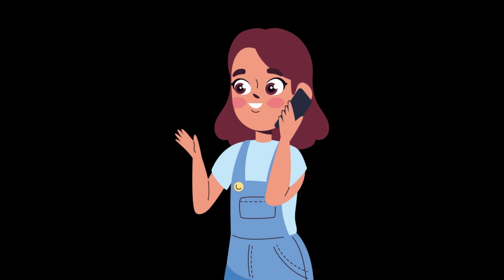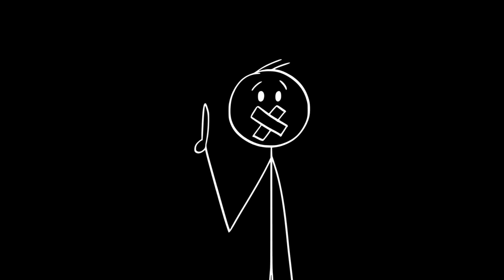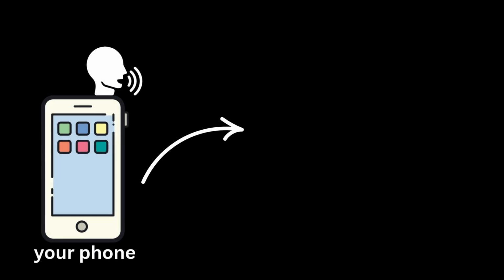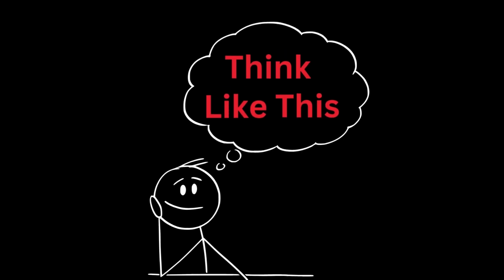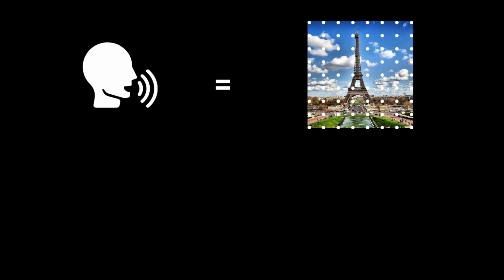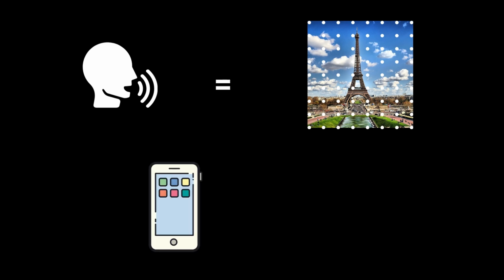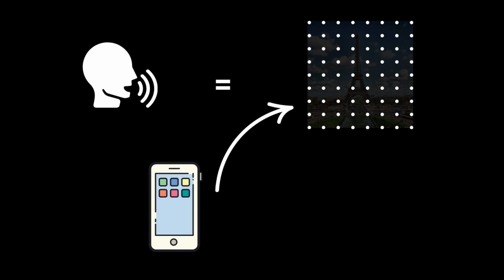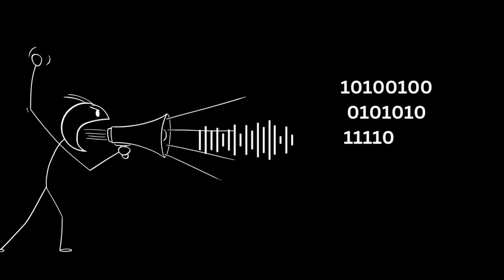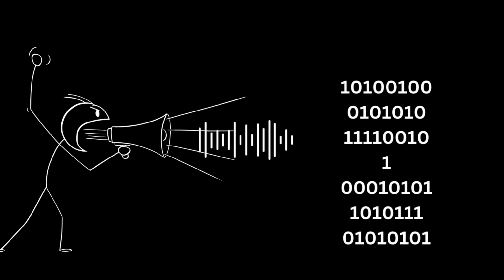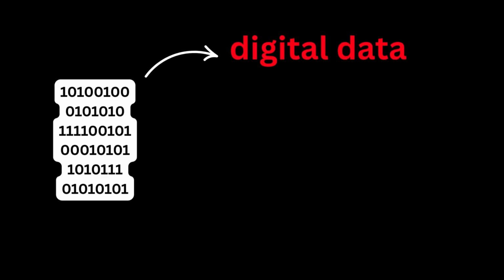First, when you speak into your phone, it doesn't send your actual voice flying into the air. Instead, it turns your voice into tiny codes. Think of it like this. Your voice is like a big picture. Your phone breaks it down into tiny dots or pieces, like a puzzle. It changes your sound into numbers. Yes, it turns your voice into a bunch of numbers. This is called digital data.